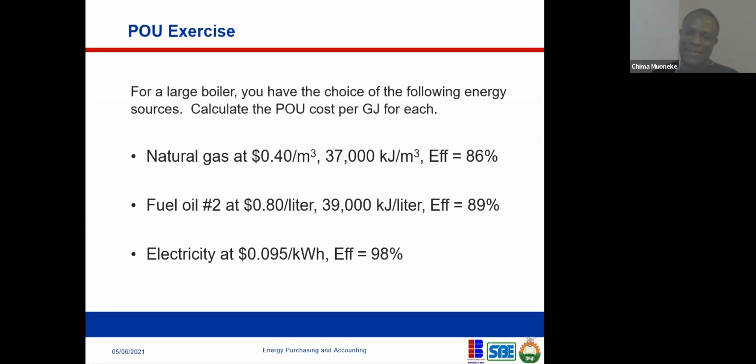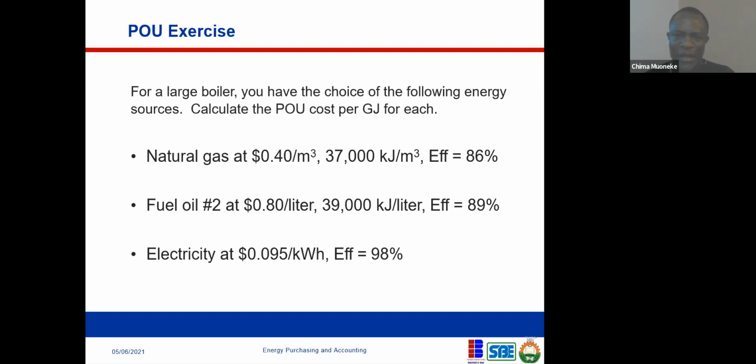So this is an exercise. Can we try this? Or maybe just walk us through this. Let us do it together so that we don't waste much time. So now, for a large boiler, you have the choice of the following energy sources. They are asking you to calculate the point of use cost per gigajoule for each. So you're converting to gigajoule, right? You have natural gas, fuel oil, and electricity. The question now is, which one would you recommend? Okay. So let us calculate the point of use cost for every one of them.